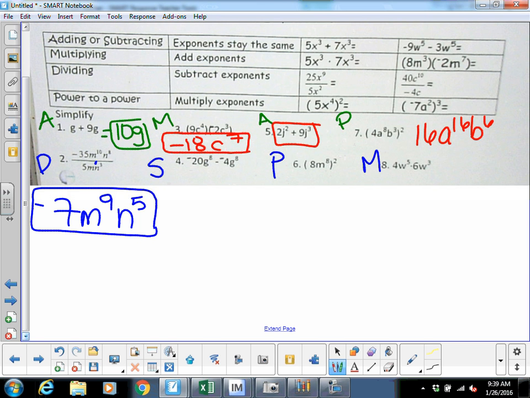All right, what's the first thing I'm going to change in number 4? That double negative, I want to make a positive, right? So what is negative 20g to the 8 plus 4g to the 8? Negative 16. Make sure you keep your g to the 8. You can only subtract because they are the same.